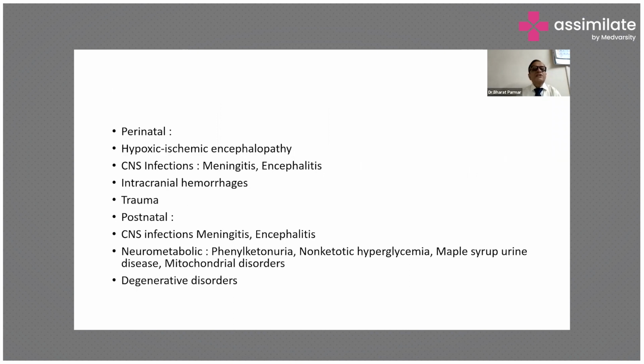What are the perinatal etiologies? In case of hypoxic ischemic encephalopathy, CNS infection, meningitis and encephalitis, intracranial hemorrhage, trauma. In postnatal etiology, there is CNS infection, meningitis, encephalitis. In neurometabolic, there is phenylketonuria, nonketotic hyperglycinemia, maple syrup urine disease, and mitochondrial disorders. And sometimes there are degenerative disorders of the brain.